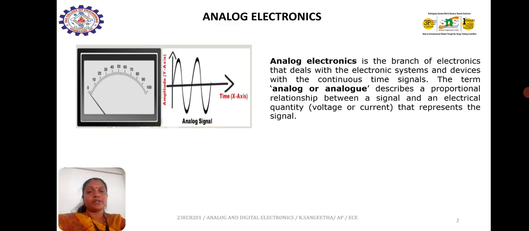Analog electronics is a branch of electronics. It deals with analog signals. Analog signals are continuous with time. So it represents real world applications, that is temperature, pressure. It uses components like resistor, capacitor, inductor. Analog signals are continuous with respect to time.